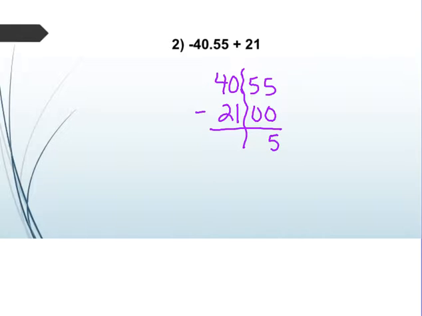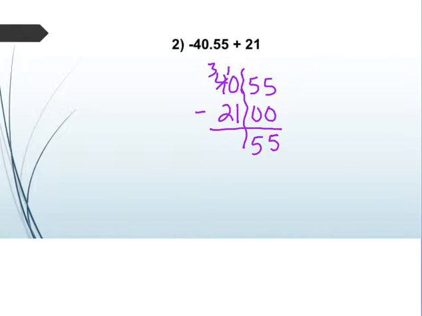Practice number 2, still addition, but the signs are different. Big minus small. 40.55 is larger than 21, so 40.55, big minus small. Add some zeros, that is a whole number, 21. Big minus small. 5 minus 0 is 5.